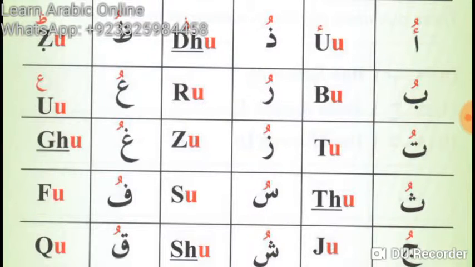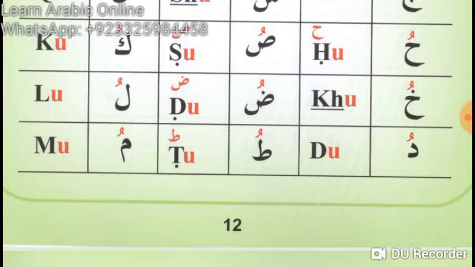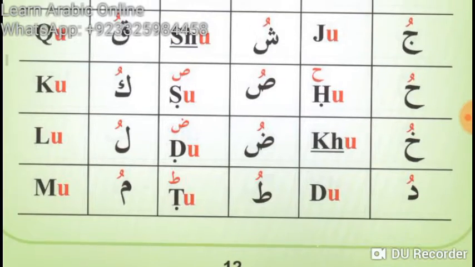Alif Hamza dhamma U, ba dhamma Bu, ta dhamma Tu, tha dhamma Thu, jim dhamma Ju, ha dhamma Hu, kha dhamma Khu, dal dhamma Du.